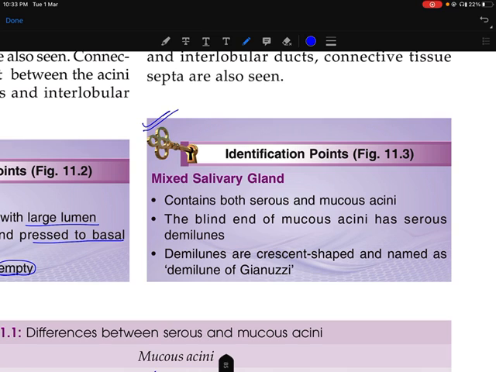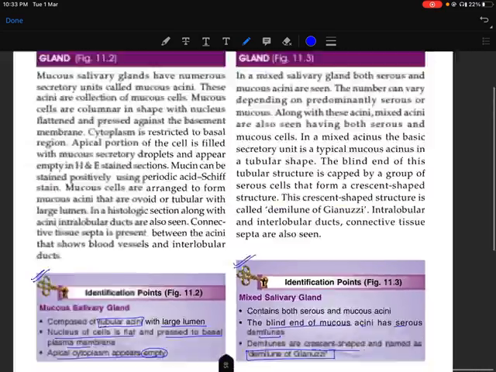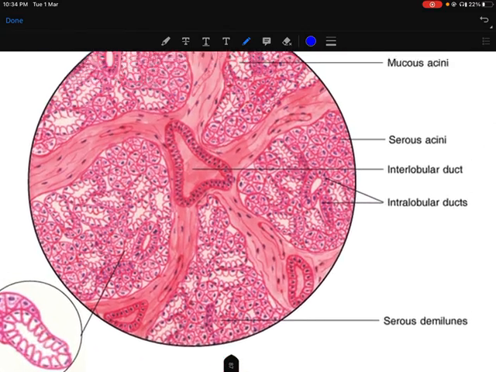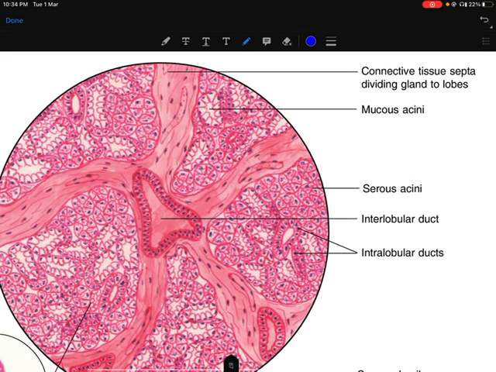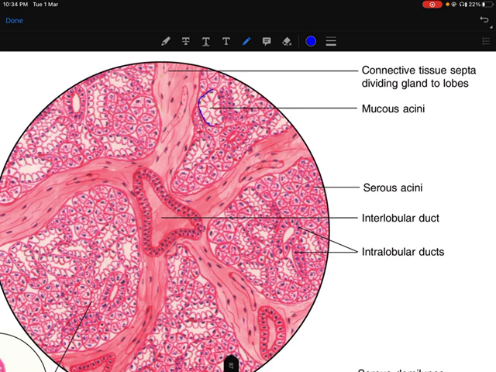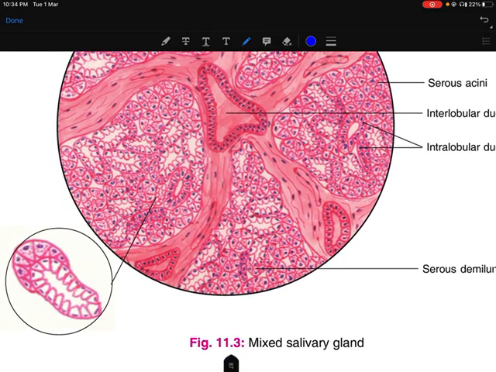Now mucous acini, mixed salivary gland. They have both, obviously. The blind ends of the mucous acini have serous demilunes. And demilunes are crescent shape and named as demilune of Gianuzzi, or Janazi, whatever you want to call it. So that, let me show you. Yeah, these have both the cells. Like this is a serous cell, this is a mucous cell, this is a serous cell, pyramidal, columnar, flat nuclei, round nuclei at the basal one third and pressed against the plasma membrane.